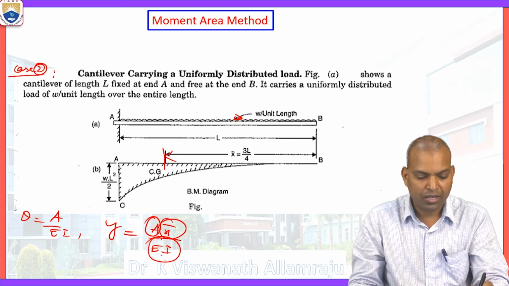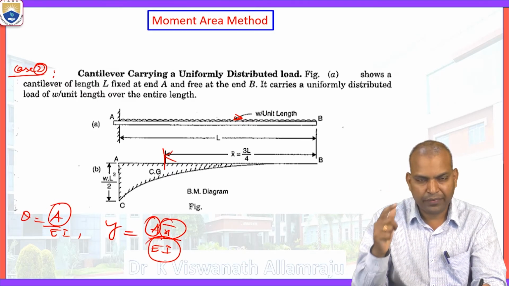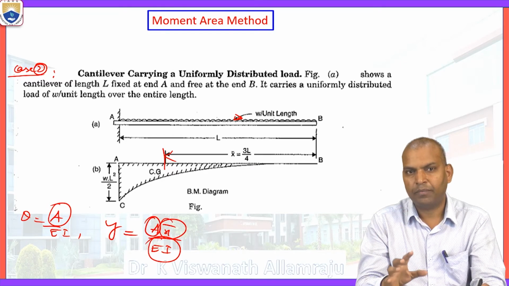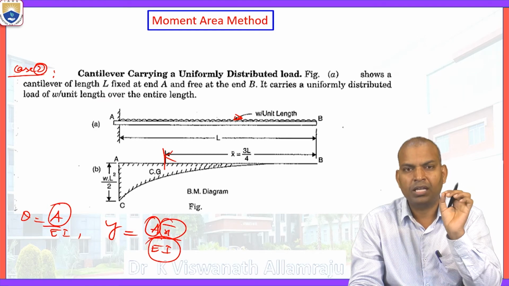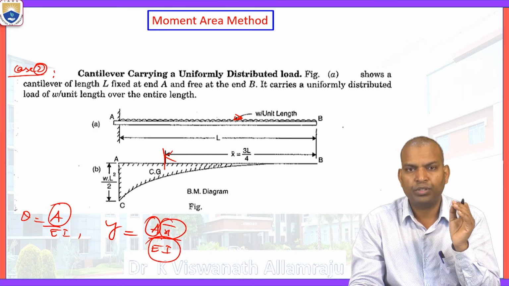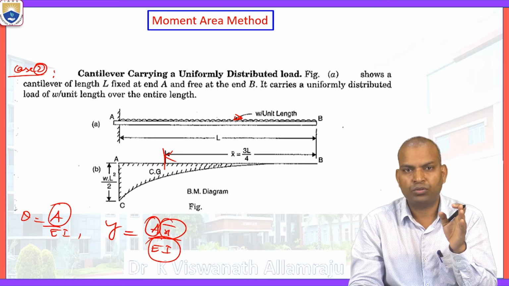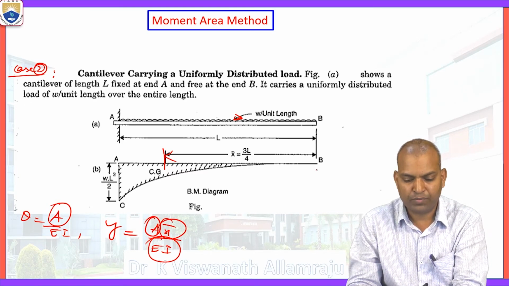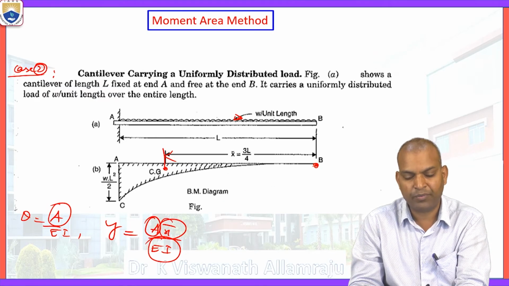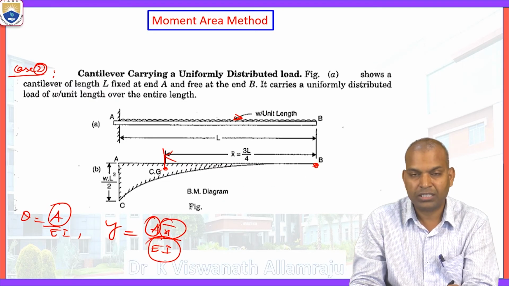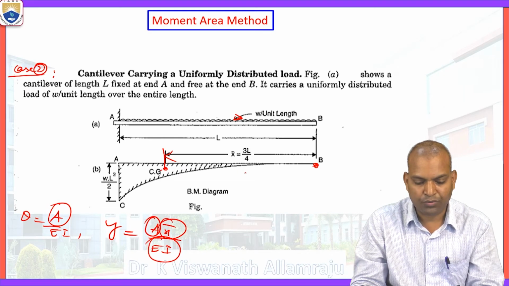EI is constant. We need two parameters here to find the slope and deflection using the moment area method. Number 1, the area of the bending moment diagram. Number 2, the centroidal distance, from the fixed end where it is 0 to the maximum. If it is a free cantilever beam, from the free end to the centroid. That is the x bar value.